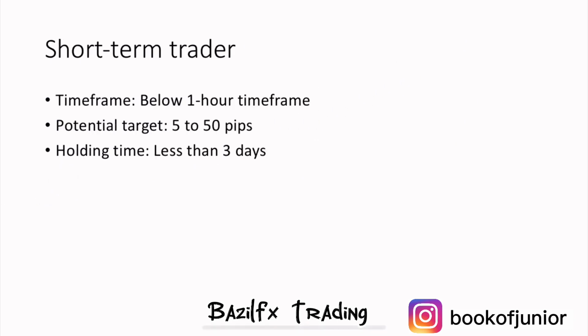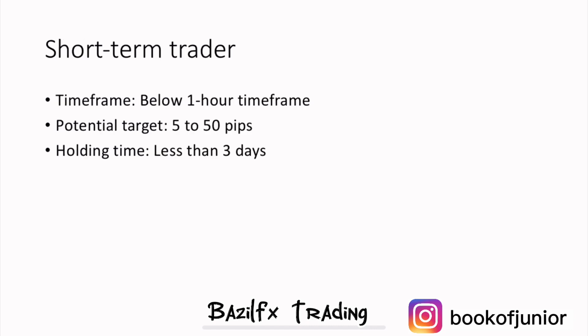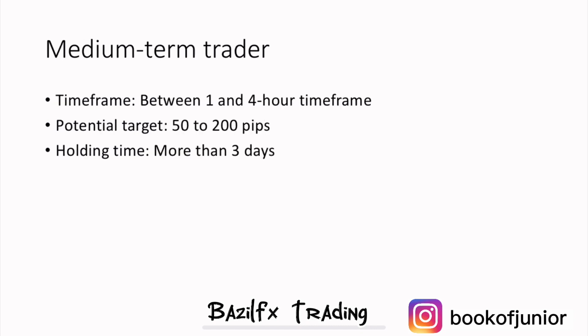If you're a forex trader and you're a beginner, you have to decide: are you going to be a long-term trader, a medium-term trader, or a short-term trader? Then we have the medium-term trader. Medium-term traders trade on the 1 and 4 hour time frames. Their potential target is 50 to 200 pips, and they hold trades for more than 3 days. Those are mid-term traders.